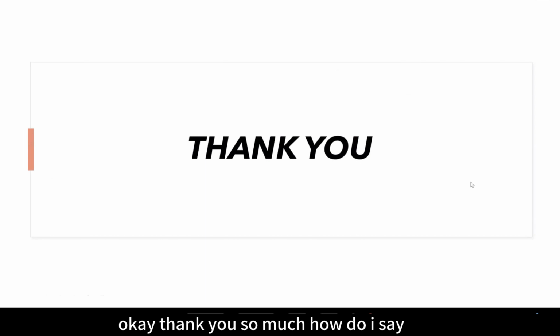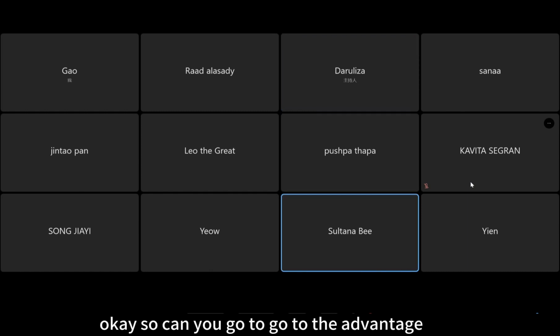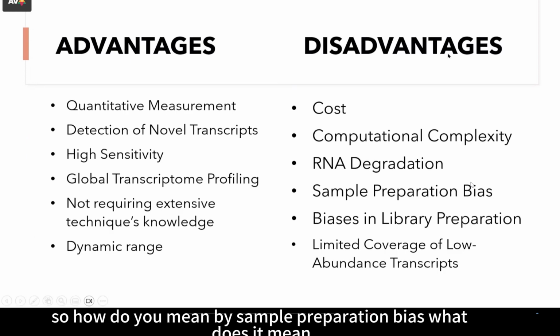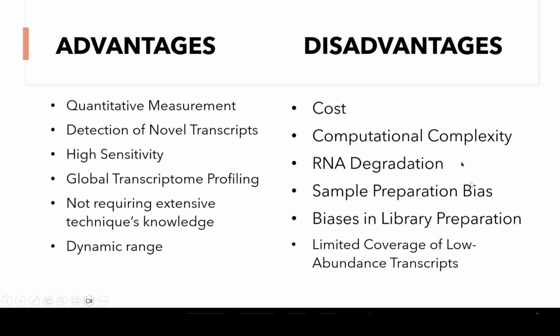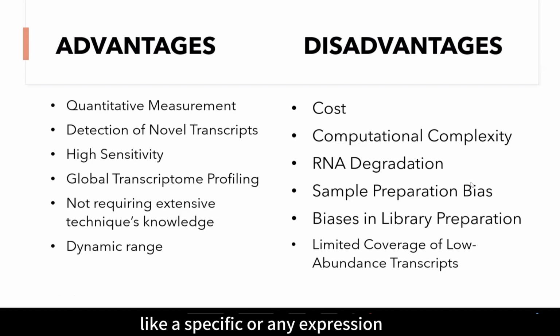Okay, thank you so much. How do I call you, Sultana? Okay, can you go to the advantages slide? So what do you mean by sample preparation bias? What does it mean? It would mean that the authors would like to select only a specific gene, like a specific RNA expression.